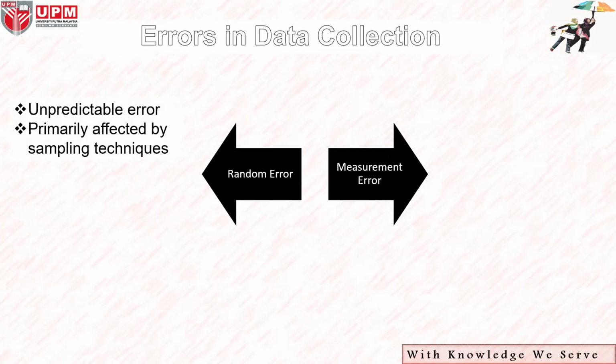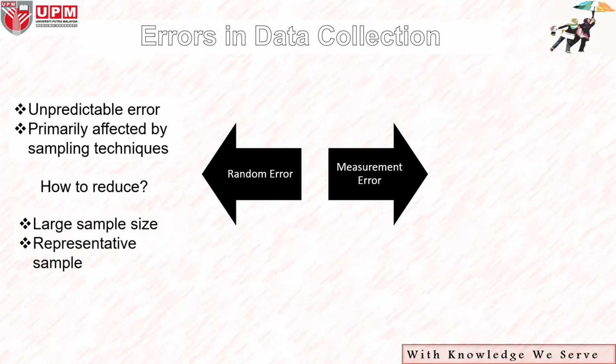Okay, so random error refers to unpredictable error. It is primarily affected by sampling technique. Random sampling or non-random, or cluster sampling. So it is due to the sampling technique of the data collection procedure that we use. Okay, so how can we reduce the random error? By increasing our sample size. Increase our sample size, then we can reduce the random error.